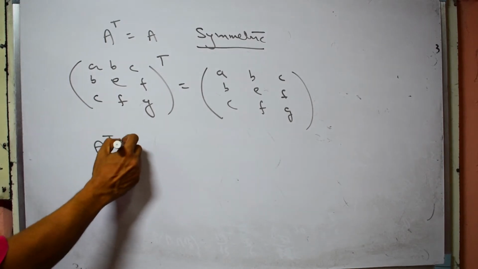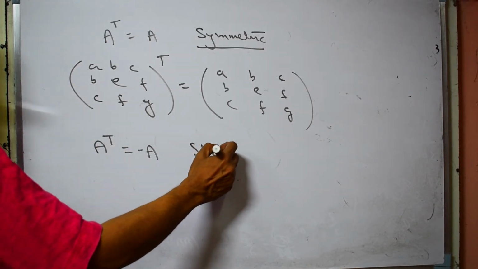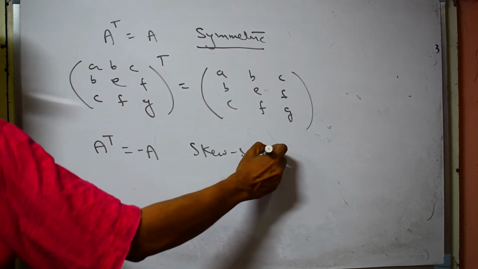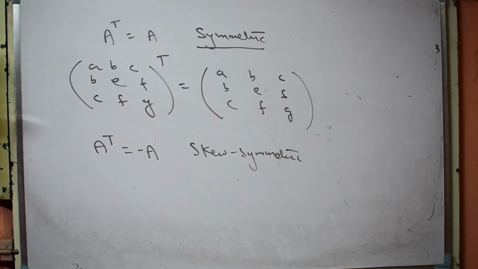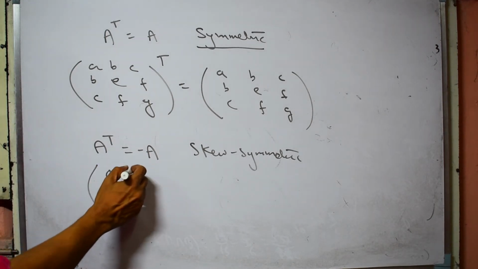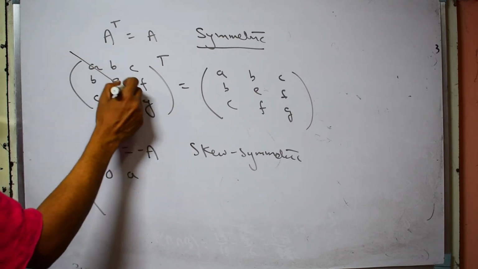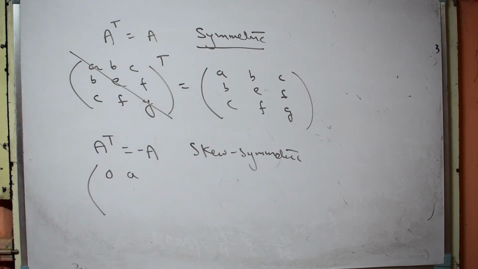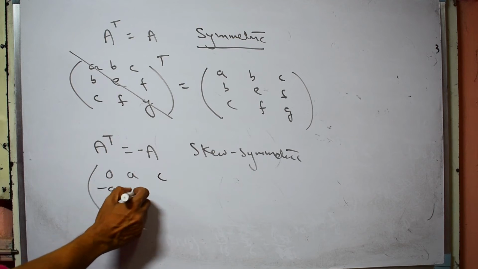But if I find A transpose is equal to minus A, then it is called skew symmetric. So what is skew symmetric? If I transpose the matrix, it will be a negative one, like this. Diagonally we should have 0. This is the main direction, the principal diagonal. That part is 0. Then we are finding like this.